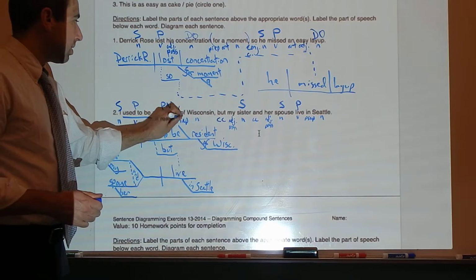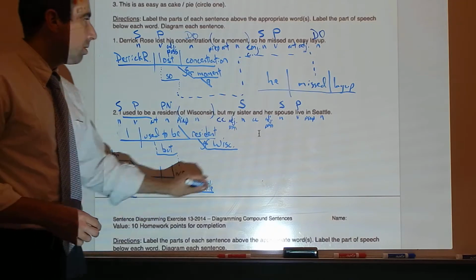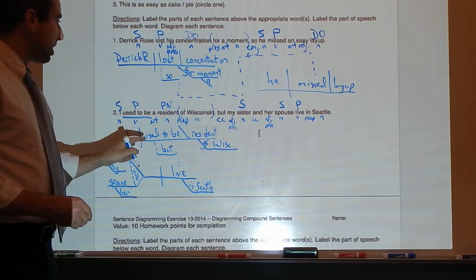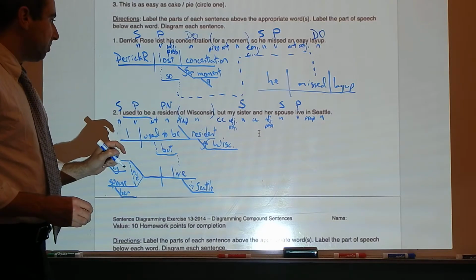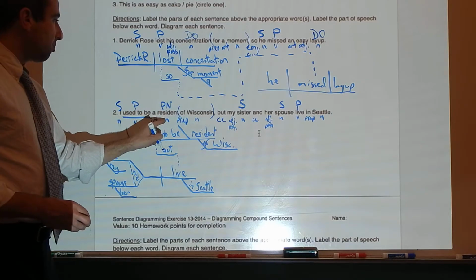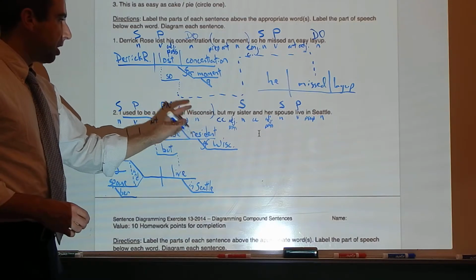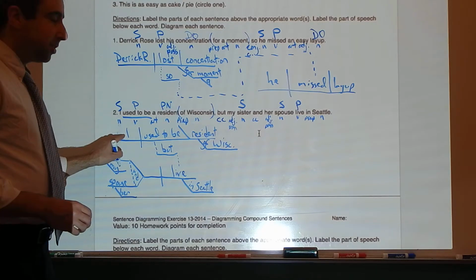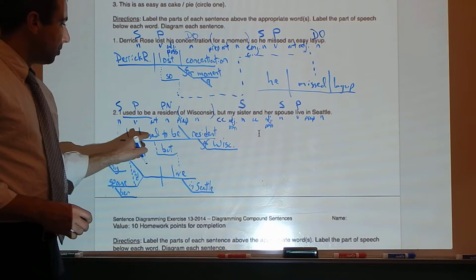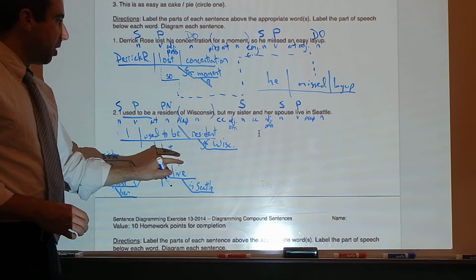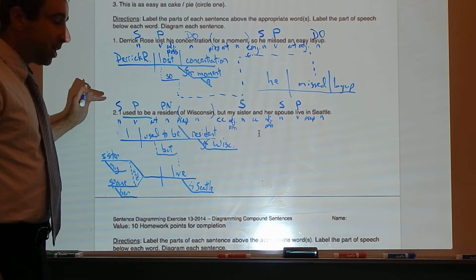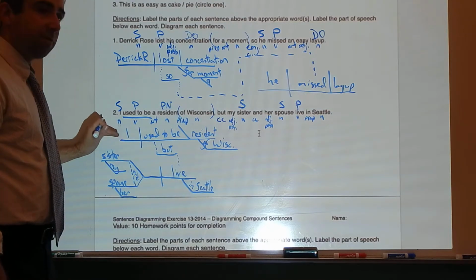There is a prepositional phrase there. My bad for not parenthesizing that. I is the subject, used to be is the predicate, resident is the predicate nominative. I is a noun, used to be is a verb, a is an article, resident is a noun, of is a preposition, Wisconsin is a noun. I, subject, used to be, predicate, used to be what? Resident. Used to be is a linking verb, predicate nominative. What kind of a resident? A resident of Wisconsin. There's the parts of sentence, the parts of speech, and the diagram for the first clause.